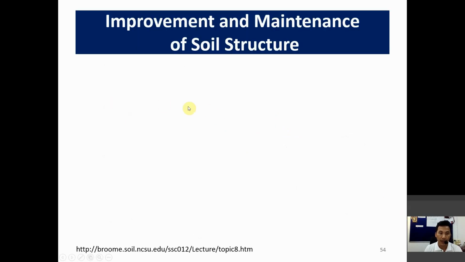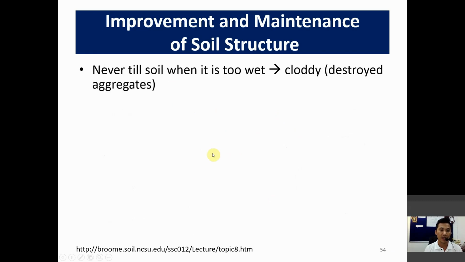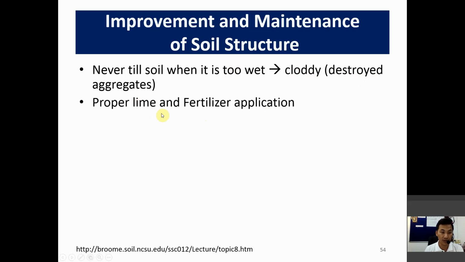So we know that soil structure is really important, and we need to maintain all the good things and improve anything that is still in bad condition. First of all, never till soil when it's too wet. It will make your soil become cloddy, which is due to the breakdown of the aggregates themselves. So tillage totally depends on the moisture condition. Make sure that it's not too wet, otherwise you will lose a lot of good structure.